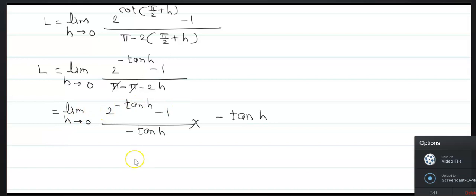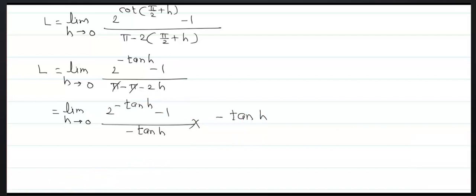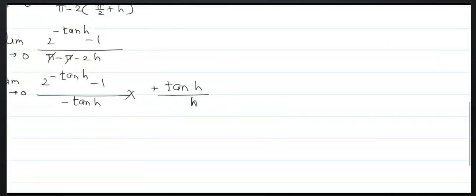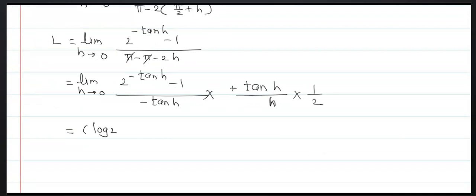Now this is of the form limit a raised to x minus 1 upon x. Here, 2 raised to minus tan h minus 1 upon minus tan h must be the form, but actually there is not minus tan h in the denominator. Therefore we adjust minus tan of h in the numerator and the denominator. Then minus tan of h upon minus 2h, and we can solve this limit easily.